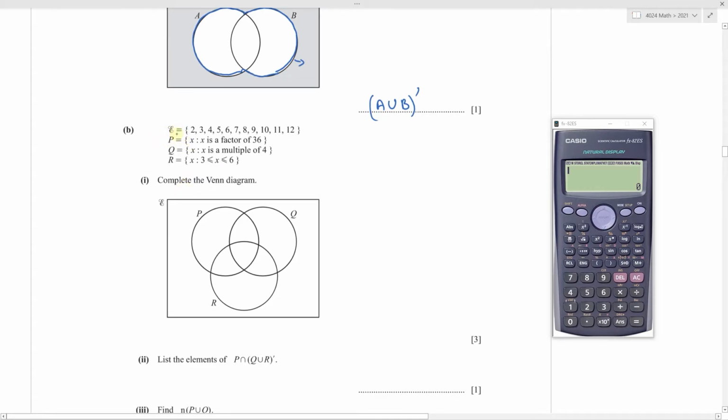Part B, you're given a universal set and then sets P, Q, R. Part 1 is complete the Venn diagram. So let's first list out the numbers in these sets, and then we can proceed to completing the Venn diagram.